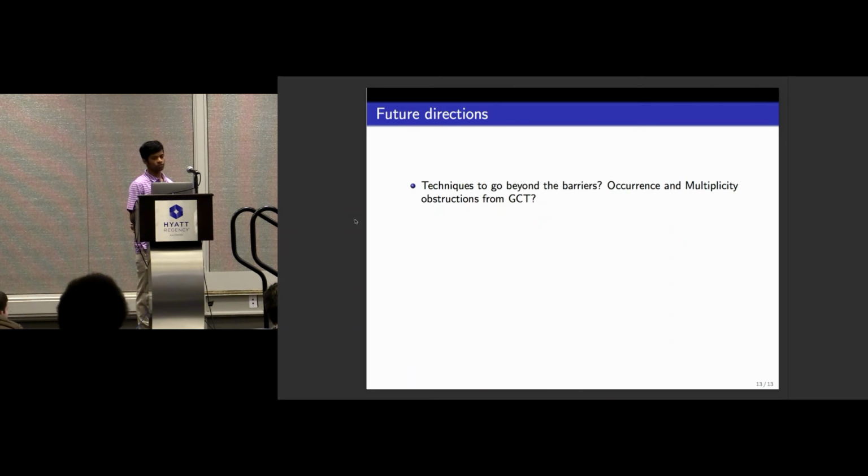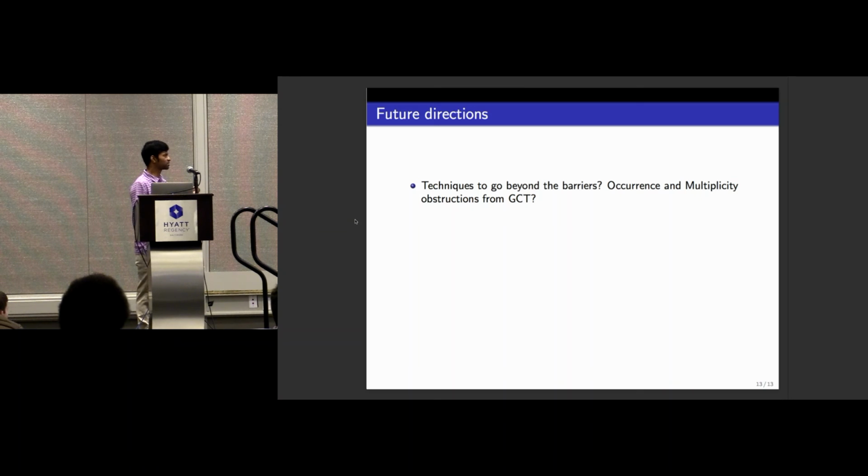So here are some future directions. What techniques do we have to go beyond these barriers? What I'm trying to tell you in this talk is not necessarily how good my result is, but the fact that we're stuck with these rank methods, and this is almost the only thing that we really know how to use to prove lower bounds in arithmetic complexity. So how do we go beyond this? We need to find other ideas.